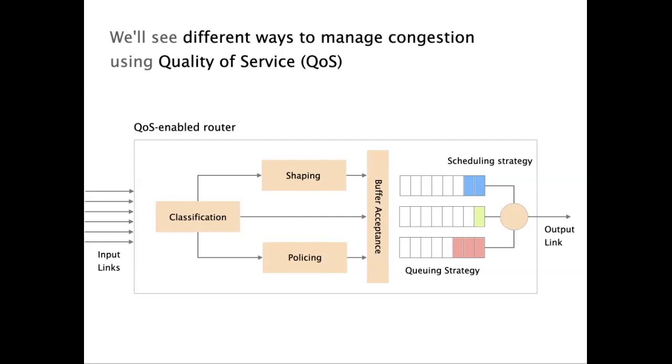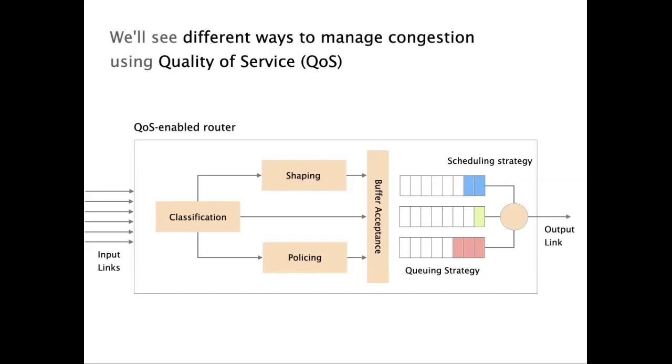So this describes, in a succinct manner, the pipeline of a QoS-enabled router. You have input links on the left-hand side, and one output link on the right-hand side. And essentially, QoS is made of 5 or 6 basic building blocks that sit in between.